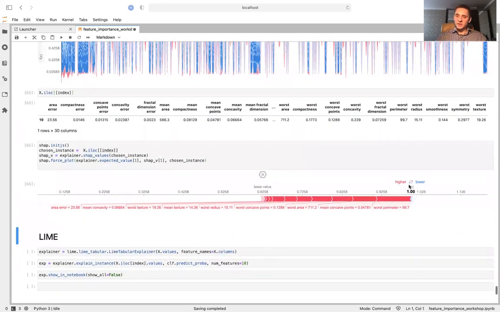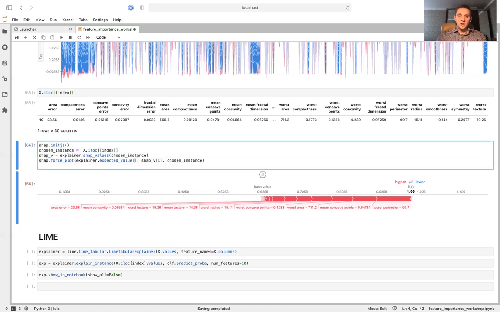Okay, so we have predicted the value of 1. With a very high probability, the model predicted that the class value is 1. And what are the features responsible for that? The worst perimeter being equal to 99.7 voted massively for the value being equal to 1. Mean concave points was the second one responsible for that. It sorts the impact of features on the model output in descending order, so you can see those features which were the most responsible for your prediction.